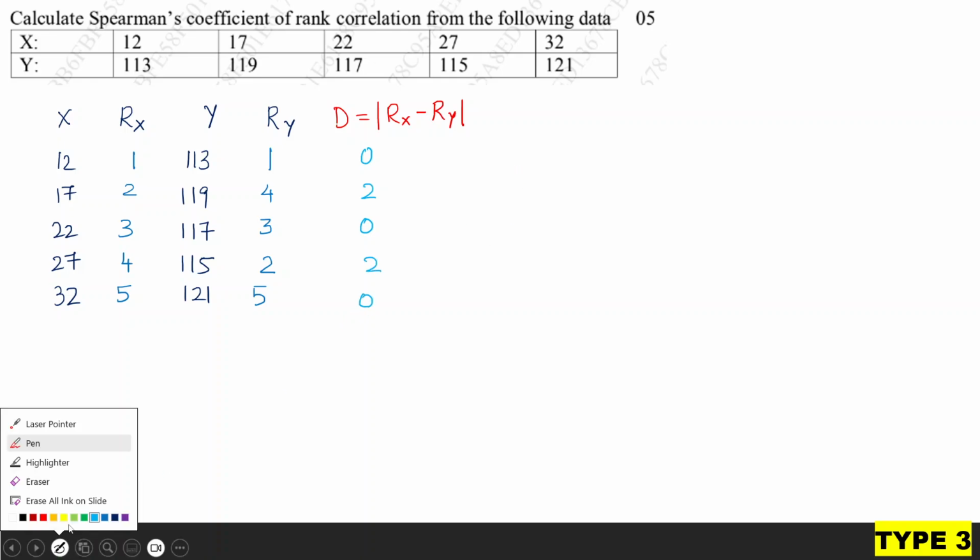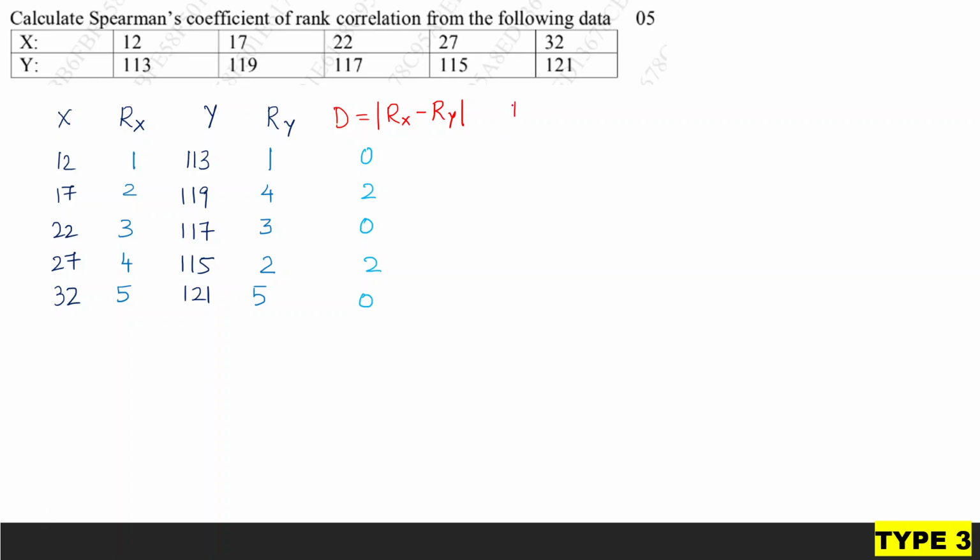Next, we need to calculate d square. The square of the values of d. So d square will be 0, 4, 0, 4, 0. And lastly, you require the total of d square, which is 8. Now coming to the Spearman's rank coefficient formula. The formula has a capital R. 1 minus 6 times summation d square divided by n cube minus n.